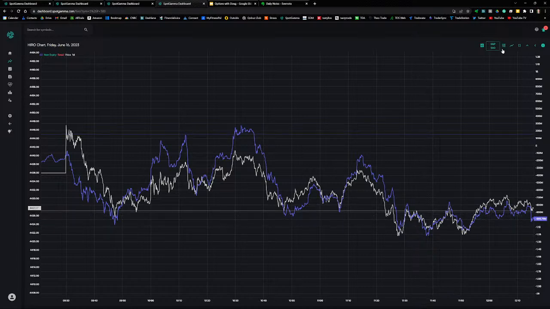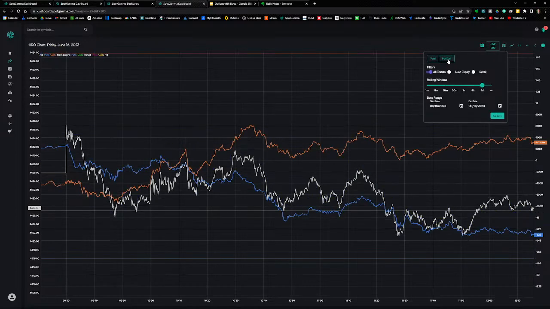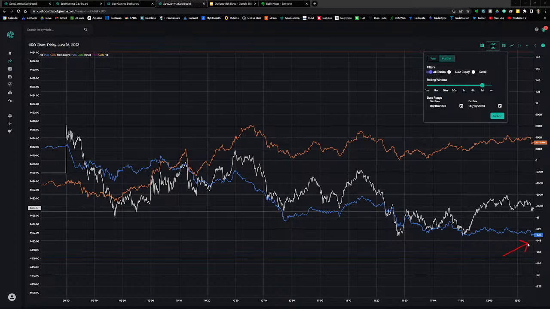All right, so we'll take a look at setups for the morning. Separate out puts and calls. So looking at the morning session, note this number.